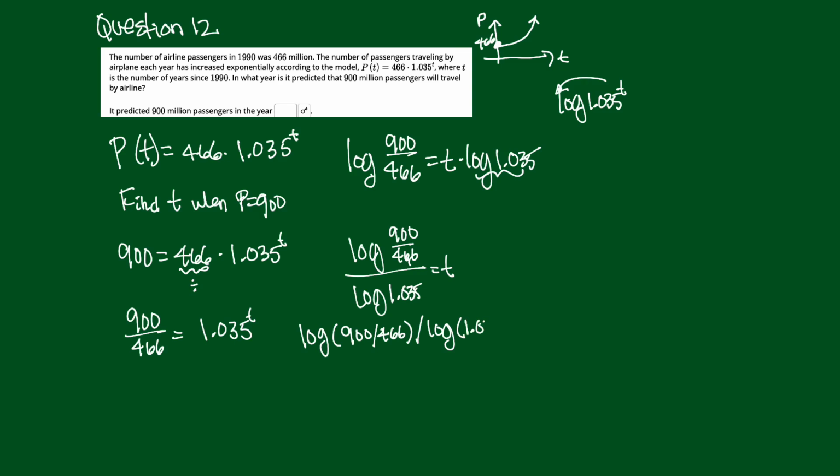You get 1.035. Close. Okay, that should be it. So I got t is equal to about 19.133, so about 19 years. But what is t? Remember, it's a word problem, so go back and look at what t is. T is the number of years since 1990. So we start at 1990, and then we add 19 years. Where does that put us? That puts us at about 2009.